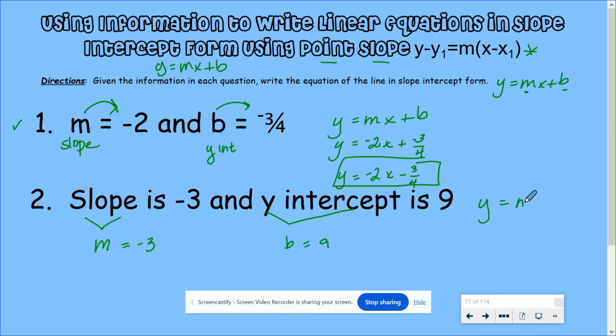So y equals mx plus b is our goal. We're going to substitute the m with -3 since it's equal to -3, and we're going to change the b to a +9. And we're done. All right, moving on.